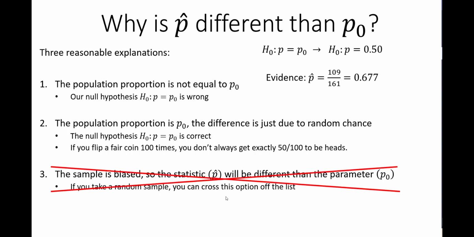So that leaves us down to one of 2 explanations. The population proportion is different than what we believe versus the population proportion is what we believe. Just the difference that we saw was due to random chance. So how do we go about figuring out which of these 2 options we want to go with?